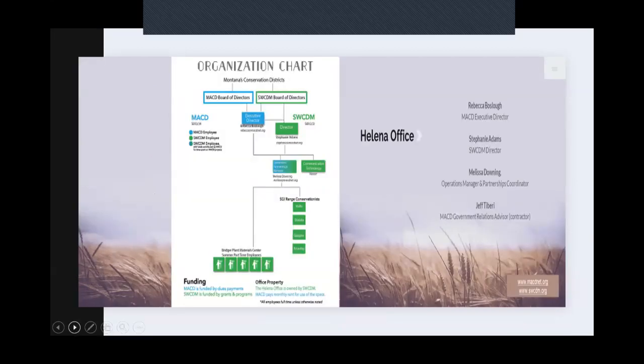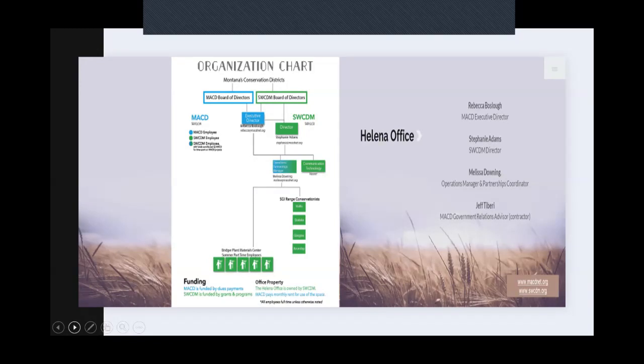Next slide, please. So here's a bit about our organization chart, which you can see on the right of the slide, just the folks that are in our Helena office. There is me, Stephanie Adams, who's the director of SWCDM, and then Melissa Downing, who is the operations manager and partnerships coordinator. As I mentioned, we also have Jeff T-Berry currently contracted, and he is the MACD government relations advisor.